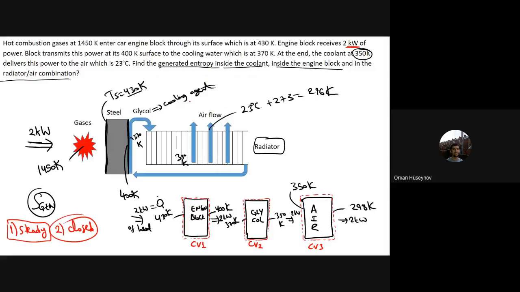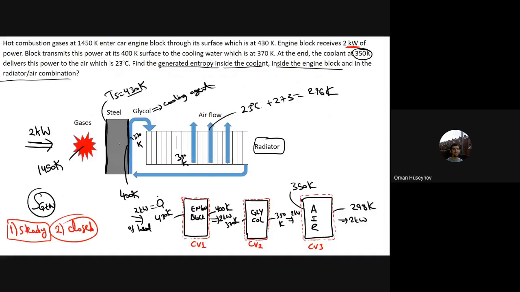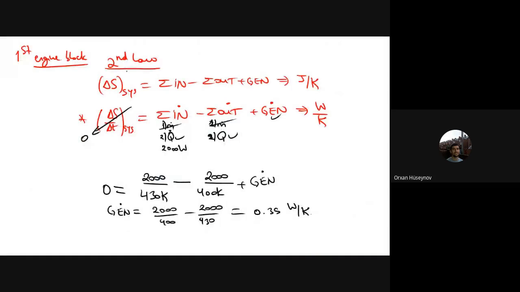It will be that glycol system. Similarly, you will have this one as the glycol. For the glycol, on one side you will have 370 Kelvin, and on the next side you will have 350 Kelvin. You have the same amount of heat, which is 2000 watts, and the same amount of heat here. So you will have the same equation here.